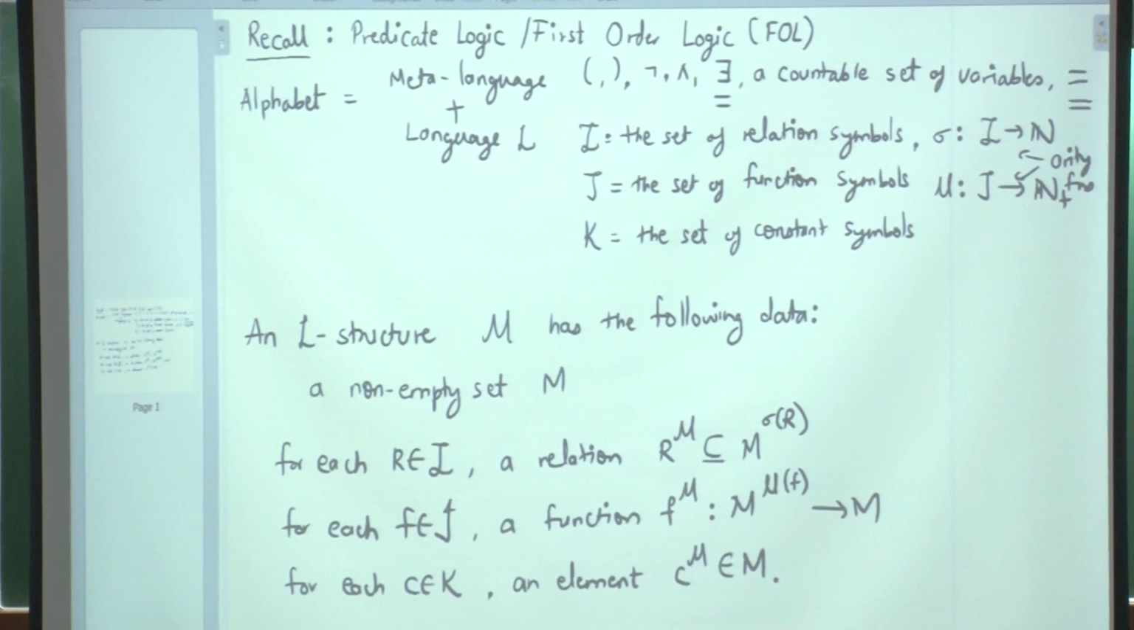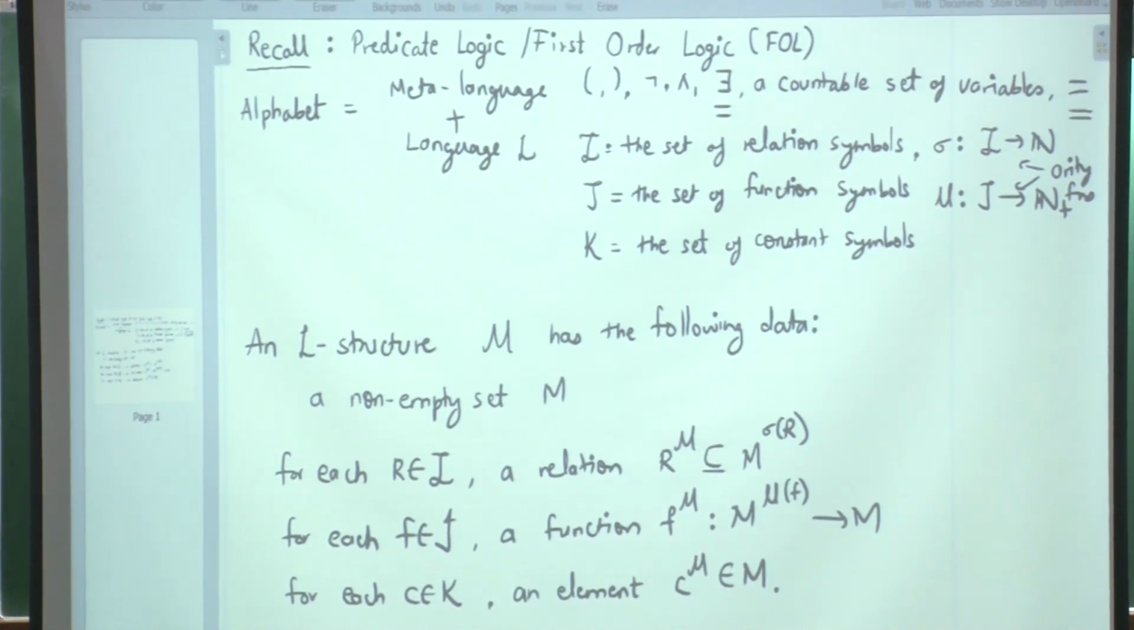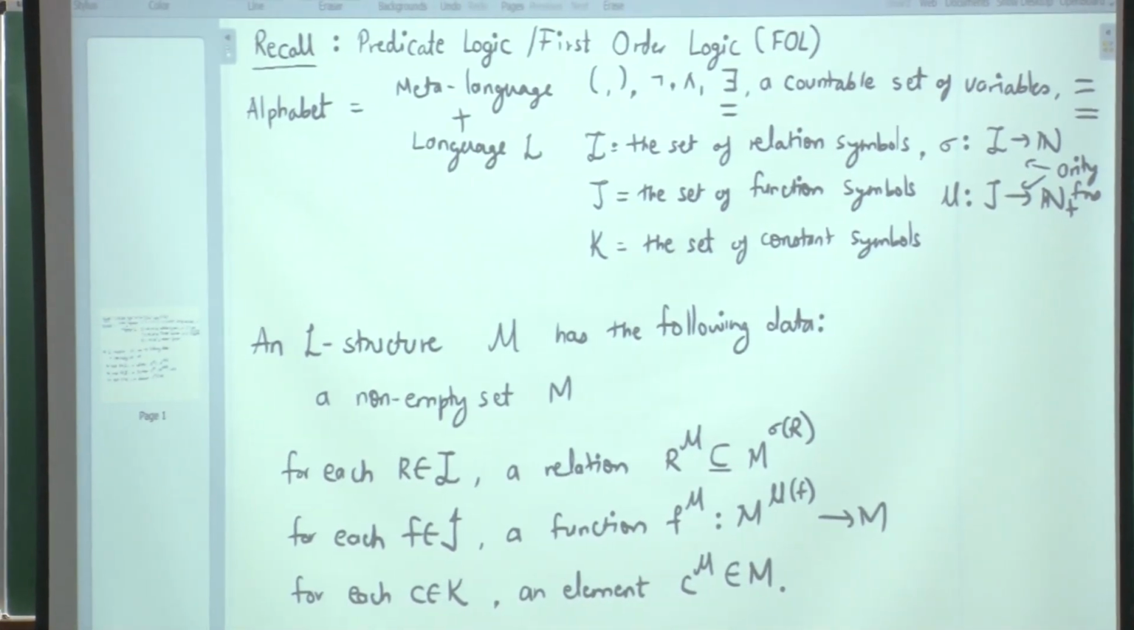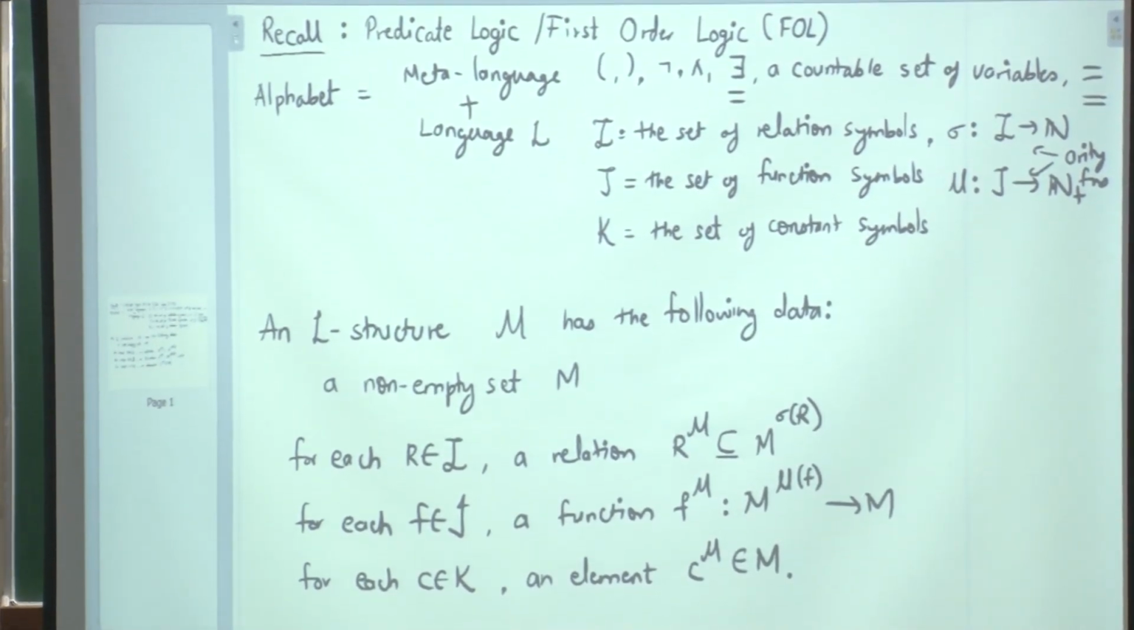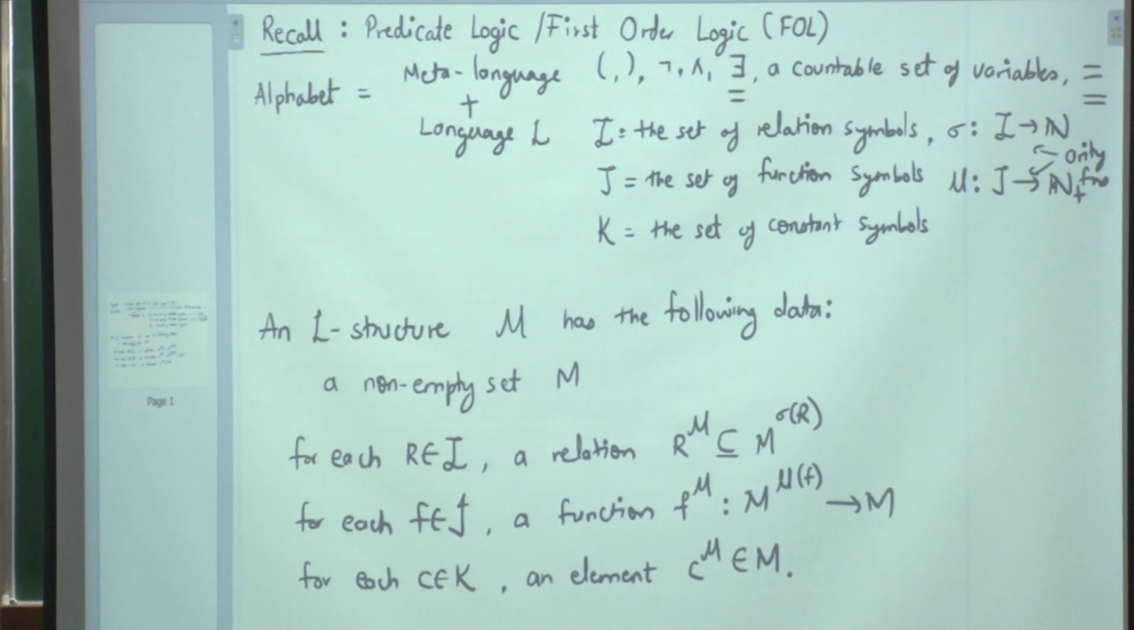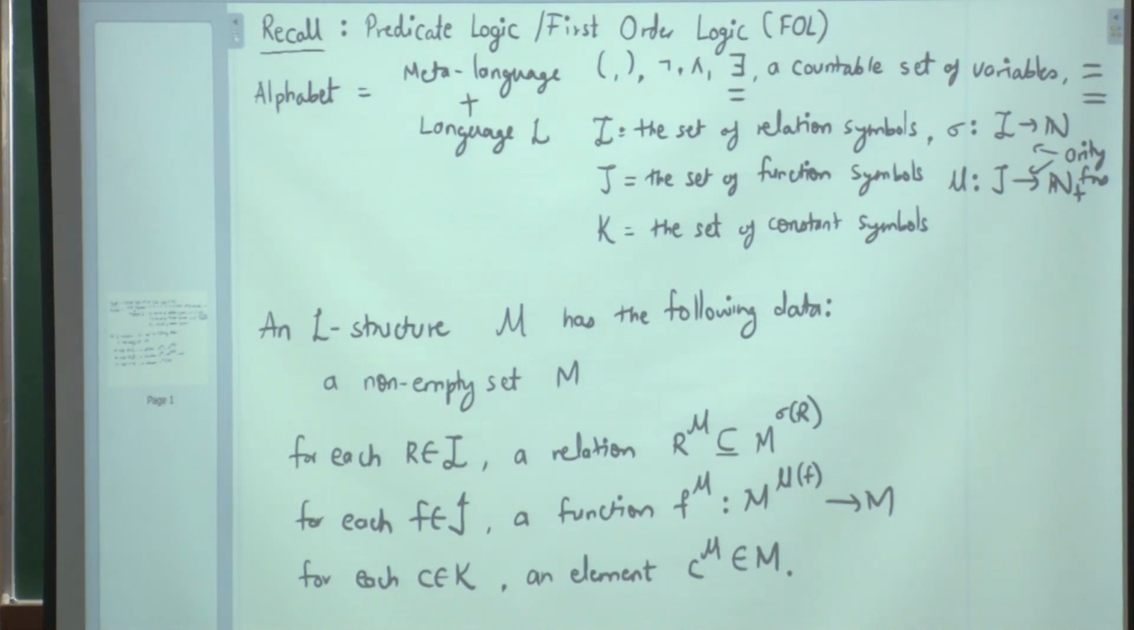Then we also saw what is a language. It's a predicate language, so it consists of some predicate symbols or relation symbols. Each relation symbol has an arity, and function symbols with some positive arity, and constant symbols. Constant symbols are also like function symbols, but they are zero-ary function symbols.